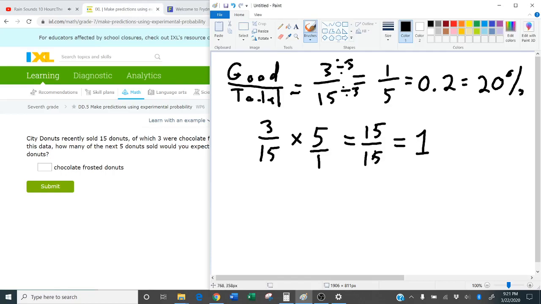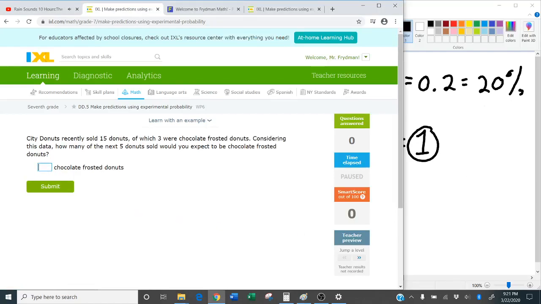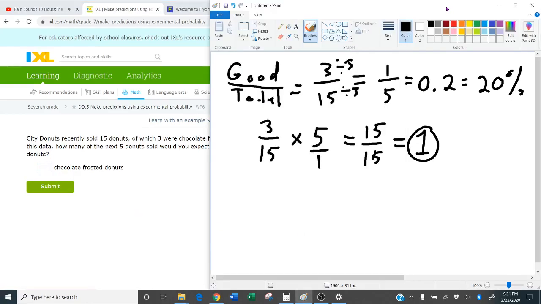What does this 1 mean? It means, again, if we sell 5 donuts, we can expect one of those donuts to be a chocolate frosted donut. So somebody probably bought a chocolate frosted donut from us. Now, before I put that into IXL, I'll show you an alternate way that we could have done this. Actually, before we do that, again, it does not matter which probability we use.